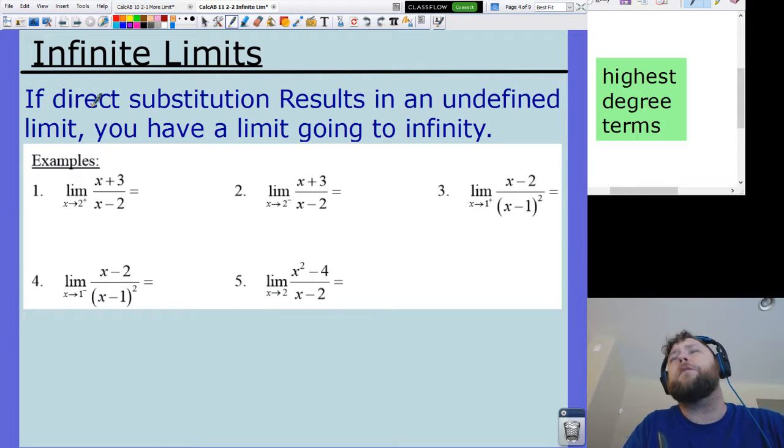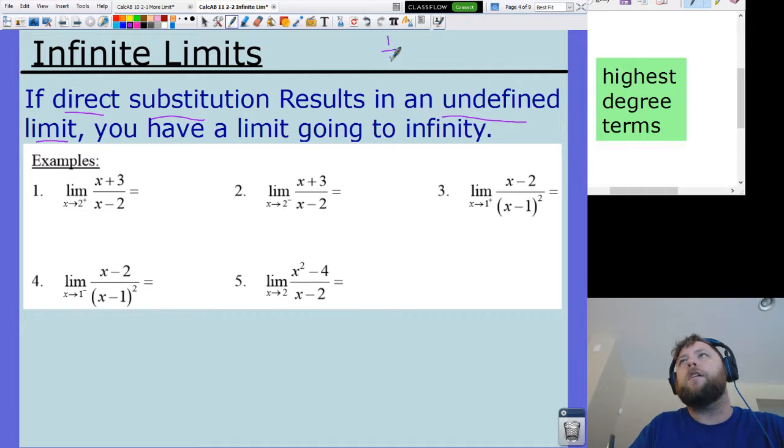The reason you have to check infinite limits is that if you do direct substitution, just plugging that number in, it results in an undefined limit. Like a number such as 1 divided by 0 or 5 divided by 0, a non-zero number divided by 0. 0 divided by 0, as we learned last time, is indeterminate form. That's not going to qualify. So only an undefined limit, a does not exist limit. We want to check if it's going to positive or negative.